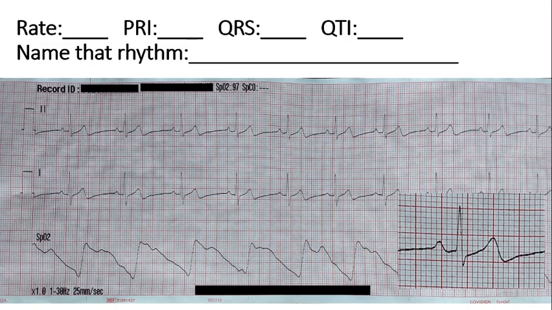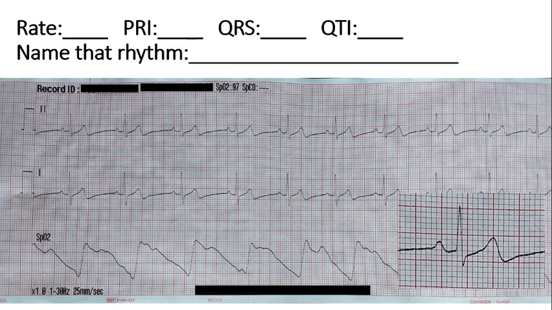and then take a look down at the bottom right, and this is a blow up of one of the complexes, and this makes it a little bit easier to count the small boxes. They're 0.04 each. So count the beginning of the P wave to the R wave, or where the R wave would be on a QRS complex. Count that up. That's your PRI.